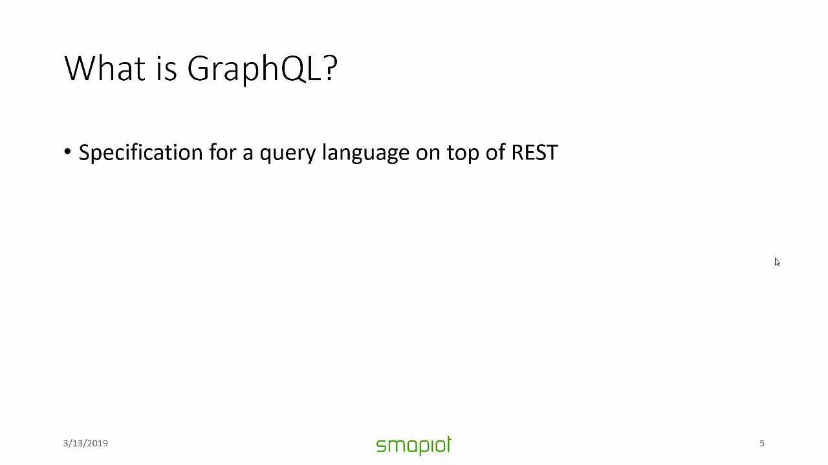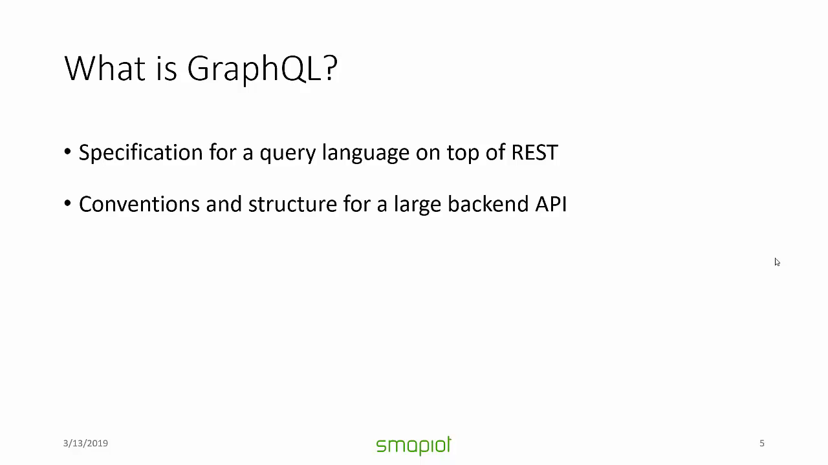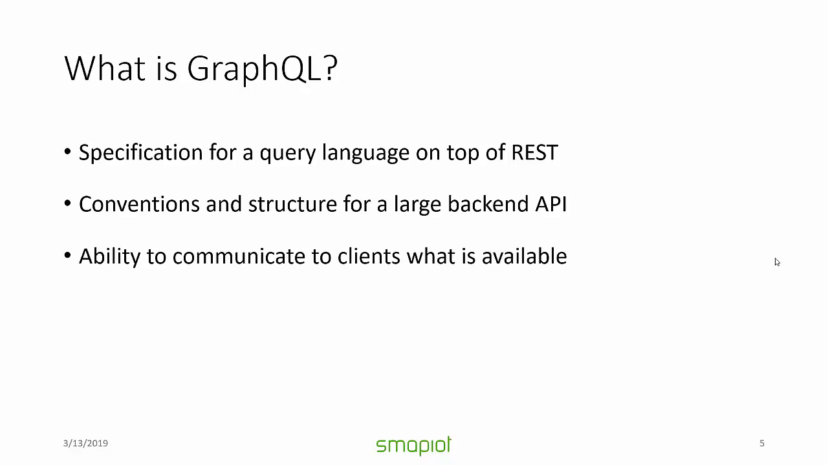Now, to resolve these queries, our server also needs to run something. This is the so-called GraphQL schema. And essentially, what it does is, it gives us conventions and a structure for a large backend API. Using the schema, we are fully typed. So we have an ability to communicate to clients what is available. This all is already implied within GraphQL.